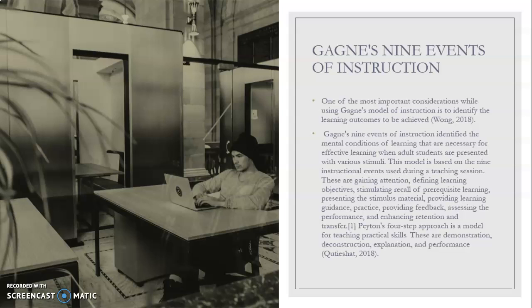These are gaining attention, defining learning objectives, stimulating recall of prerequisite learning, presenting the stimulus material, providing learning guidance practice, providing feedback, assessing performance, and enhancing retention and transfer, whether it's to a job or to move on to the next grade. Payton's 4-step approach is a model for teaching practical skills. These are demonstration, deconstruction, explanation, and performance.